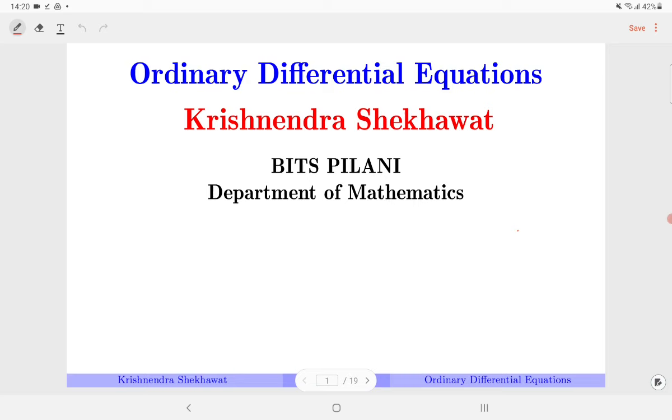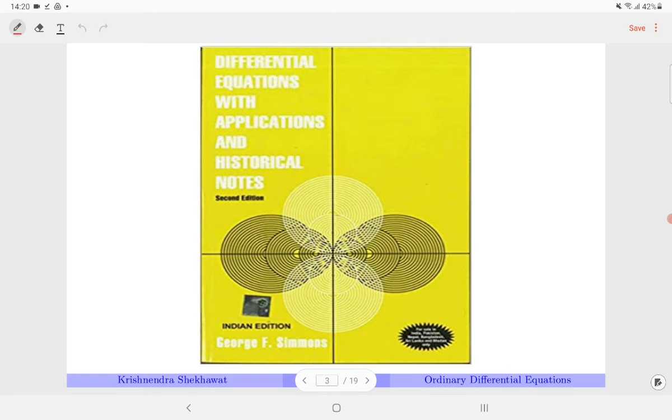In this course, we will see different methods to solve ordinary differential equations, mainly of first order and second order. In particular, the course is focused on second order ordinary differential equations. The book which I am going to follow is Differential Equations with Applications and its Historical Notes by George F. Simmons.